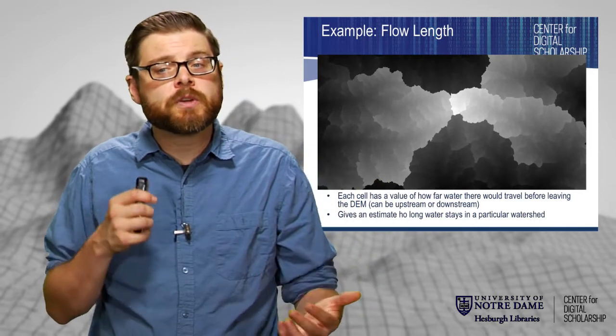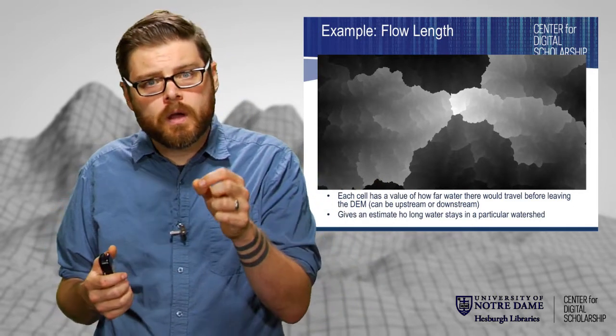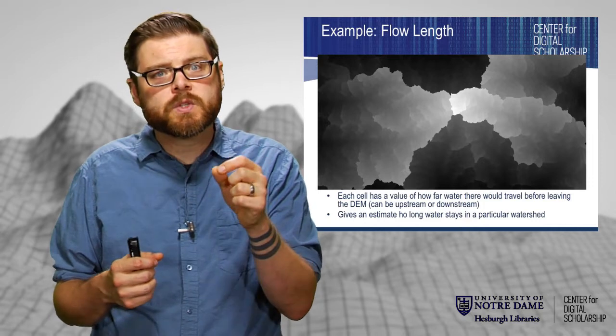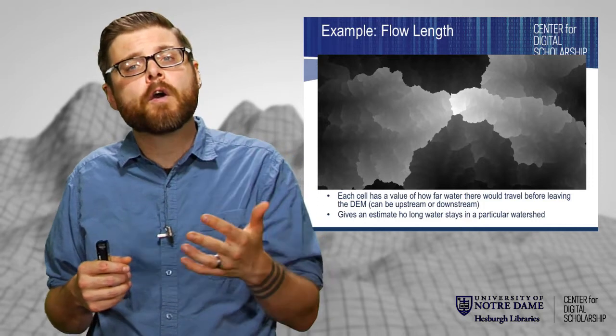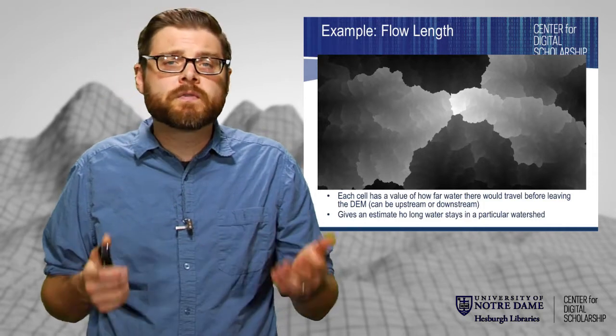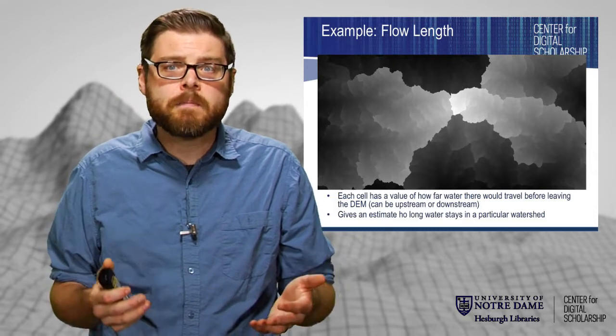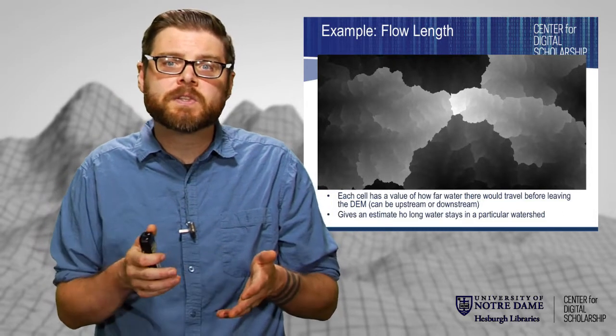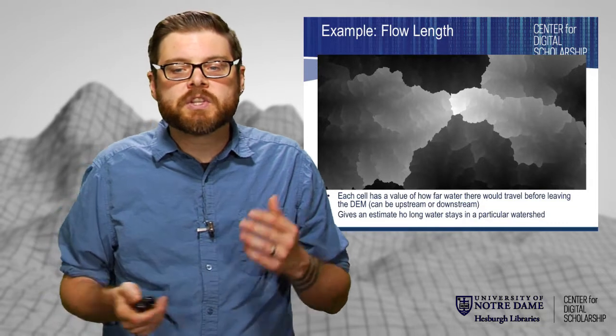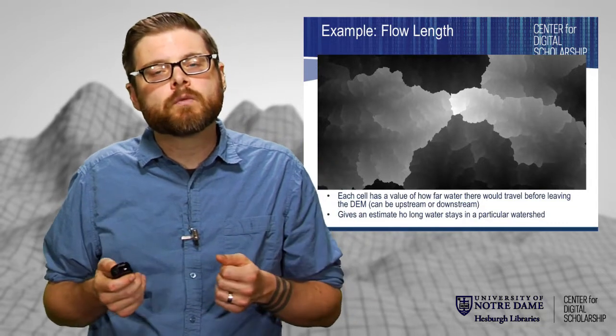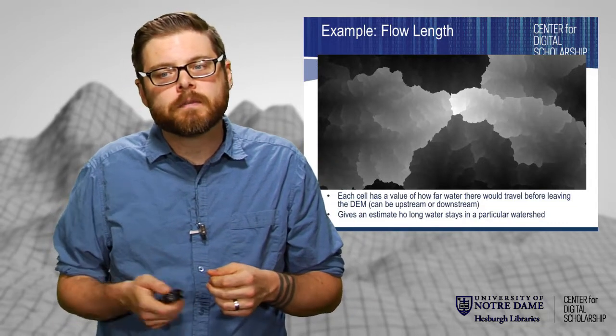So it can either be upstream or downstream, but if we were to drop a drop of water onto each individual spot in here, it's just giving us a measure of how far it's going to flow. Now this could be useful if we wanted to understand how big of an impact a spill at a particular place is going to be. So essentially it gives us a measure of how long water is going to remain in the DEM we have.